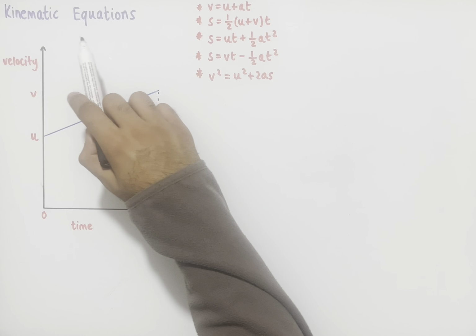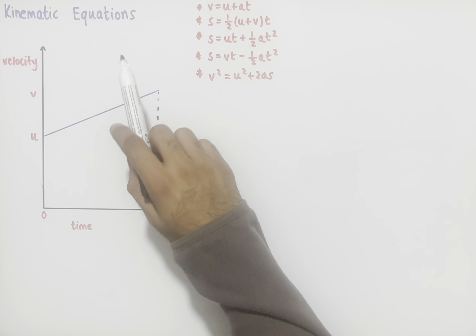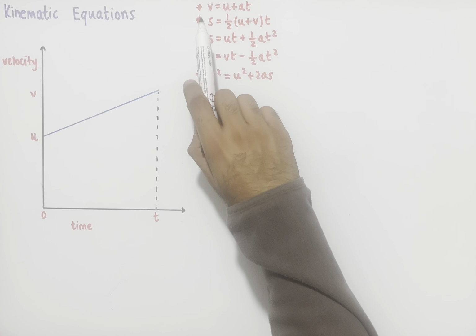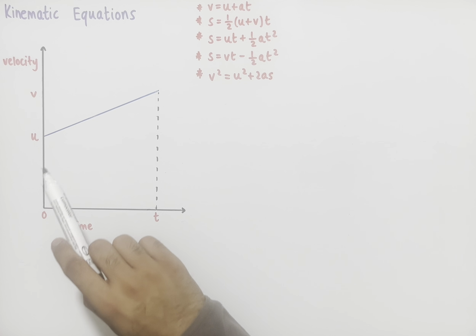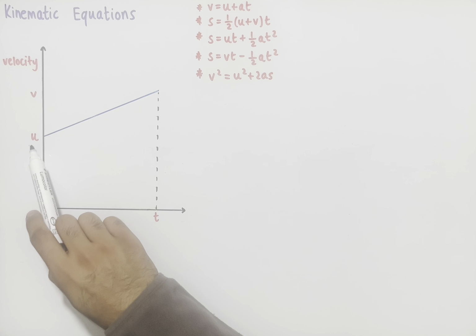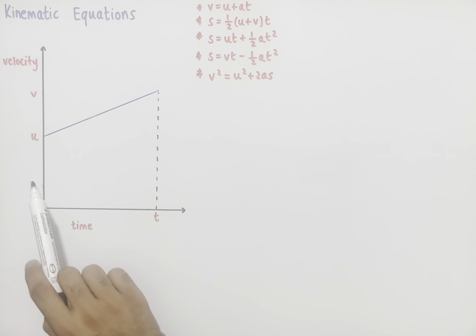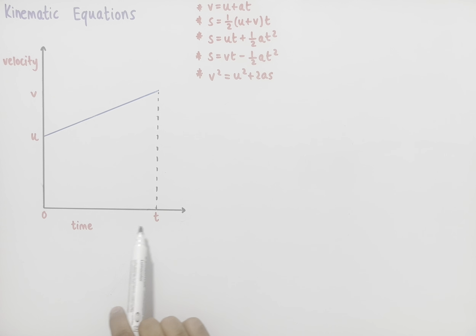Let's look at kinematic equations, or more commonly known as SUVAT equations. So these are the 5 kinematic equations, and we have a velocity time graph here of a particle which has an initial velocity of u, a final velocity of v, and the total time for its journey is t.